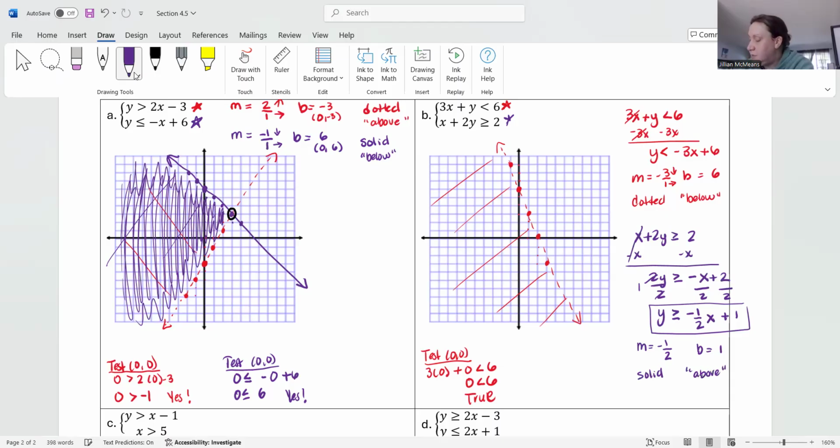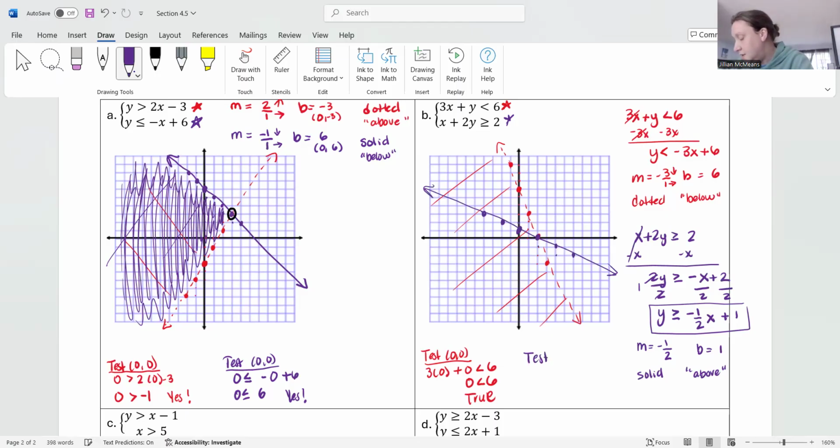Okay, so let's see. We want to plot 1 for the y-intercept. So at the origin, I don't go left or right. I just go up 1. And then I want to go down 1 to the right 2, down 1 to the right 2, down 1 to the right 2. I could go up 1, but then I have to go to the left 2. All right, we want to connect these with a solid line, pretend it's perfect. And then we think we're going to shade above, but we're definitely going to test a point.